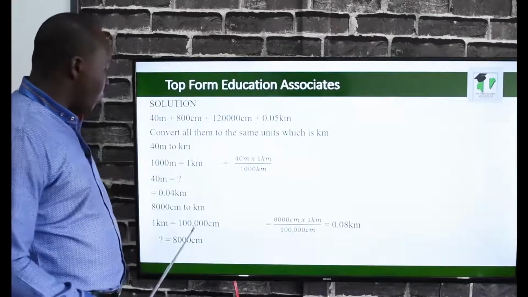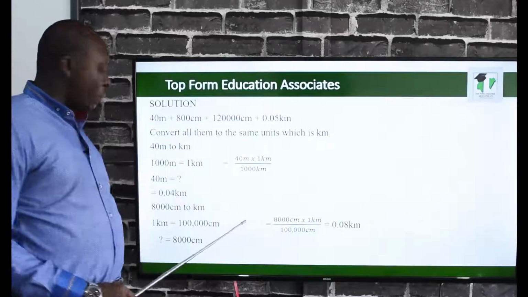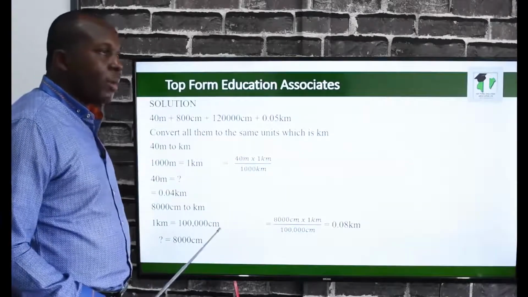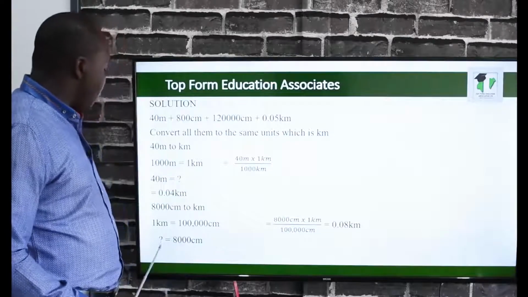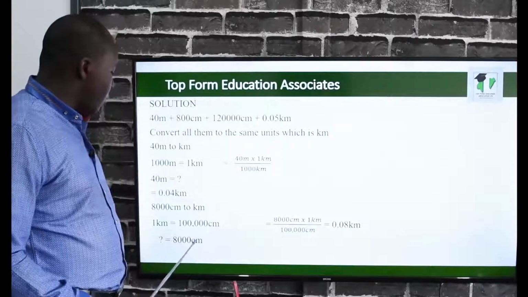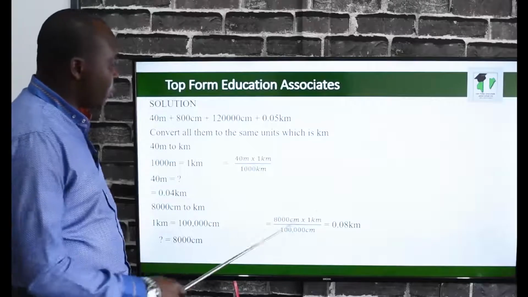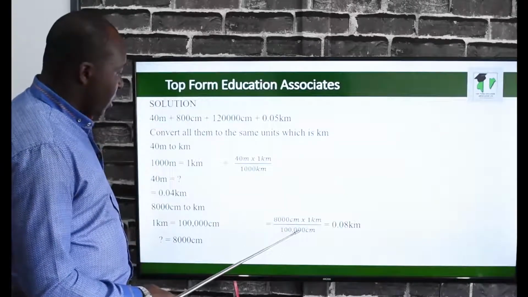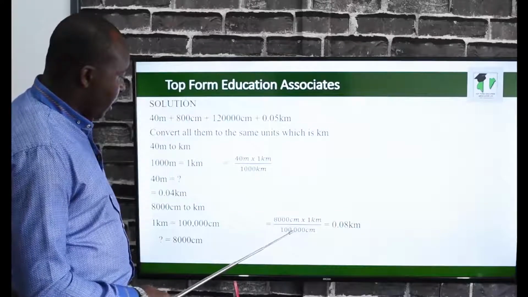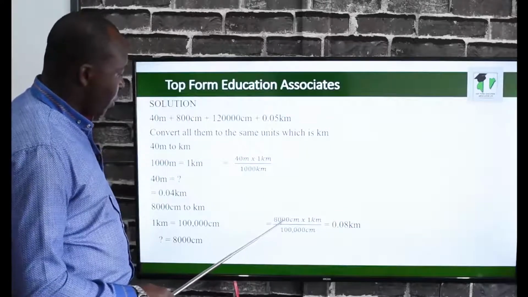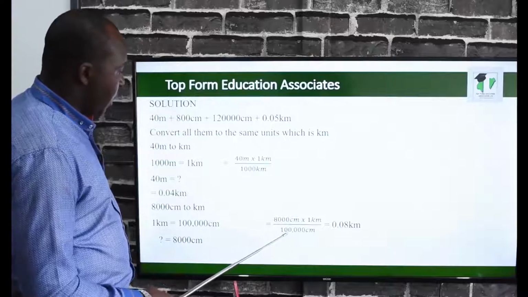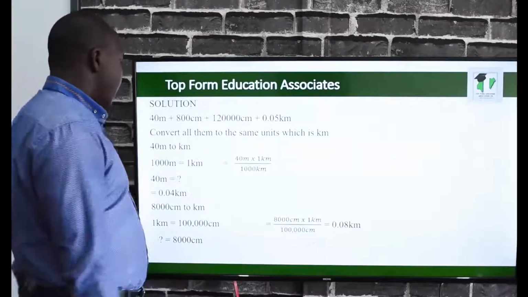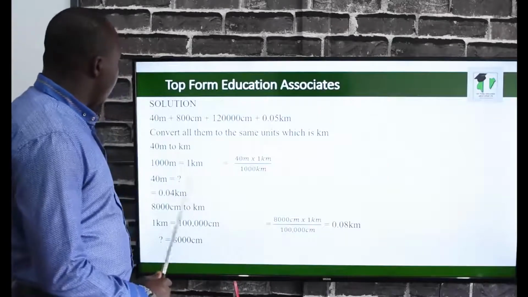The next one, we convert 800 centimeters to kilometers. 1 kilometer equal to 100,000 centimeters. So unknown kilometers equal to 800 centimeters. So we cross multiply and divide. Centimeters will cancel centimeters, zeros cancel zeros. We have 8 over 100. If I divide 8 by 100, it gives me 0.08 kilometer. So we have converted these two to kilometers.